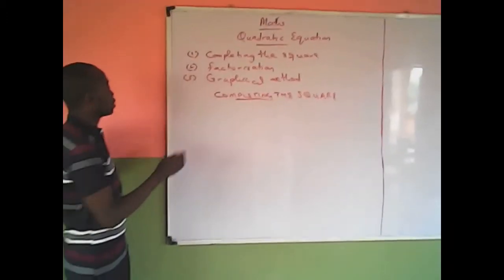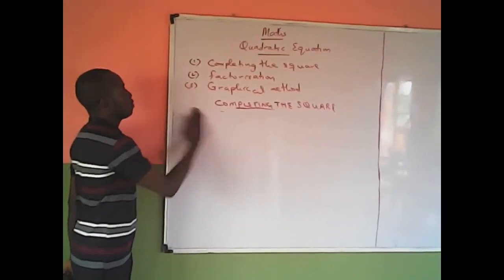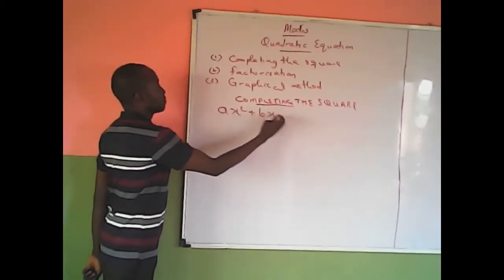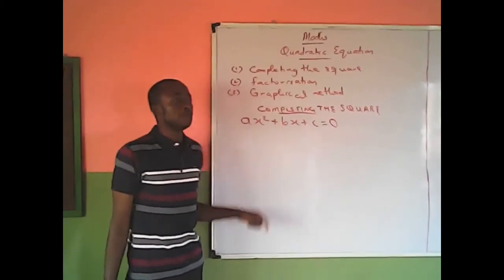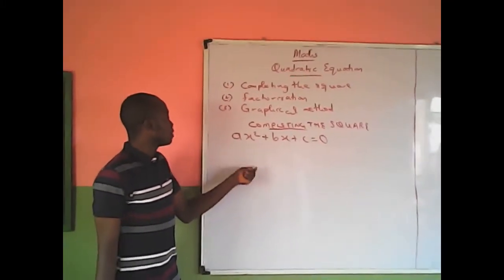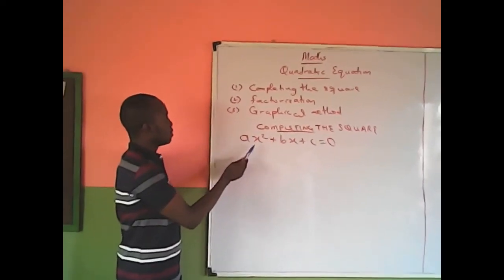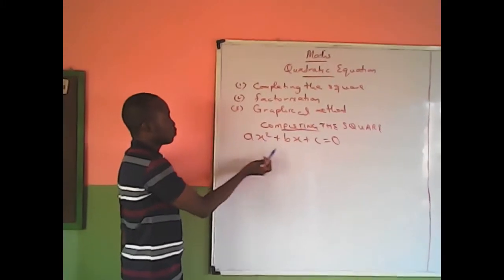A quadratic equation is an equation that comes in this form: ax squared plus bx plus c equals 0. All quadratic equations will always be equal to 0. Look at this. a, b and c are just numbers. They are just coefficients.